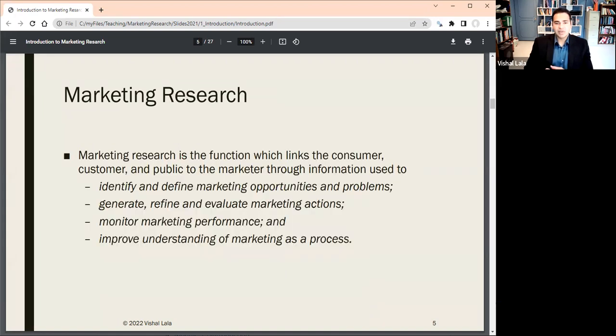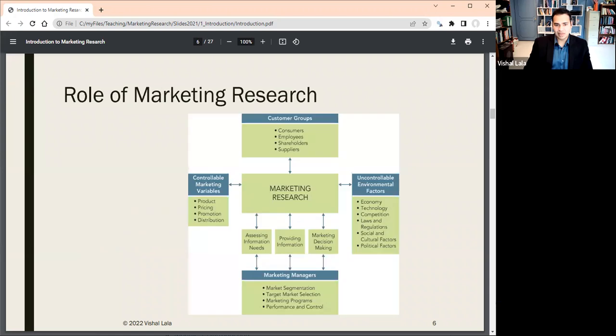The goal of marketing research then is to link the consumer, customer, and the public to the marketer through identifying and defining marketing opportunities and problems, generating, refining, and evaluating marketing actions, monitoring marketing performance, and lastly, improving understanding of marketing as a process.